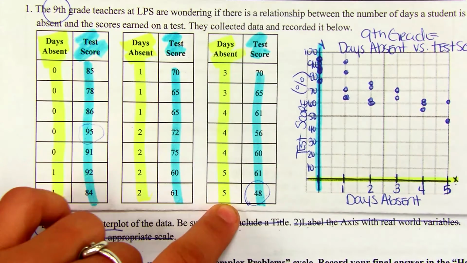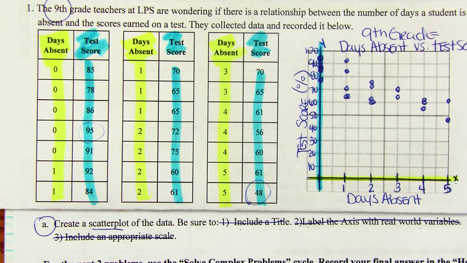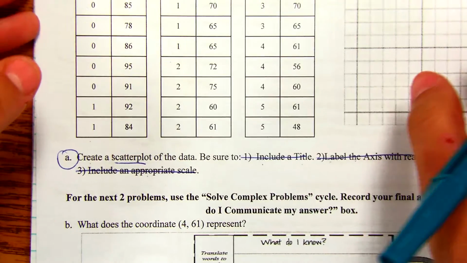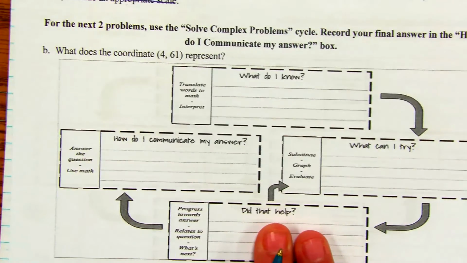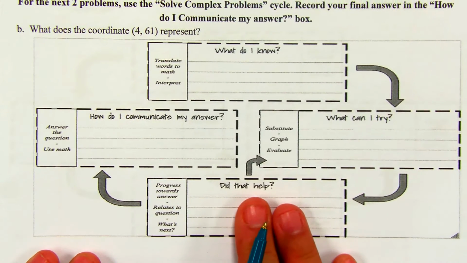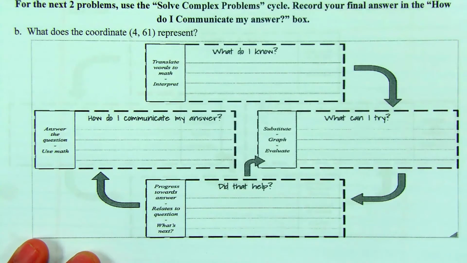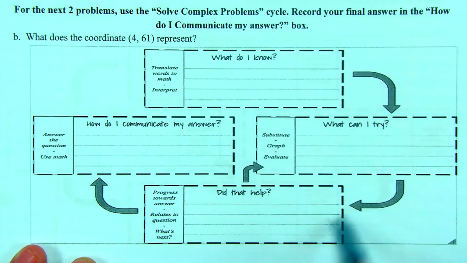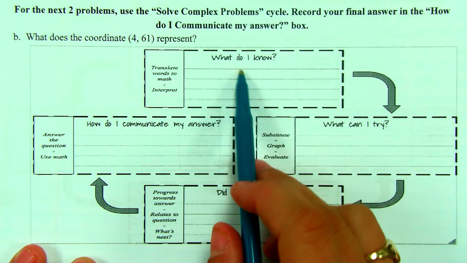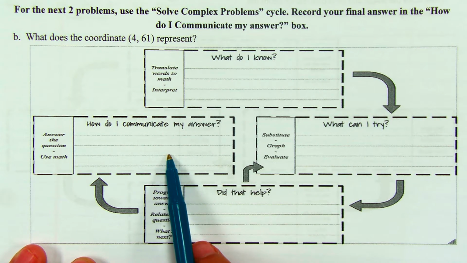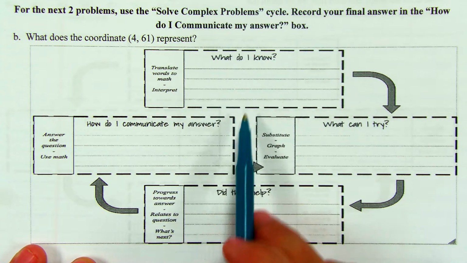So I went ahead and created a scatter plot of the data. Next, I'm going to answer question B. It says, what does the coordinate 4, 61 represent? So I'm going to use this framework where I ask myself, what do I know? What can I try? Did that help? How do I communicate my answer? And so I'm going to start with what do I know?